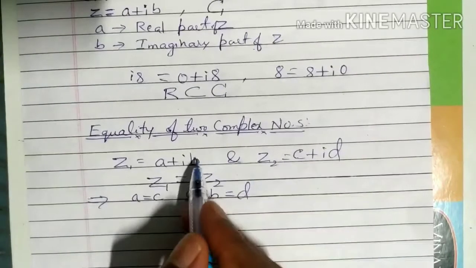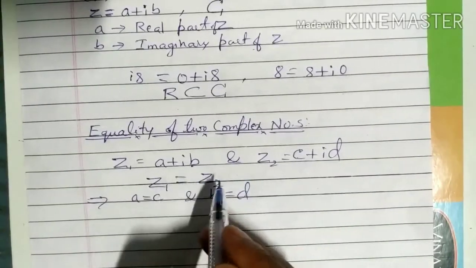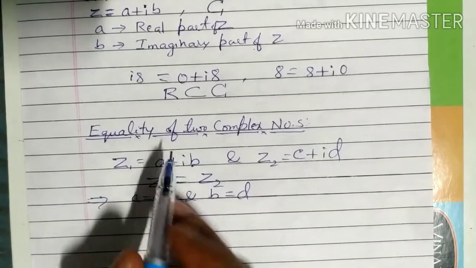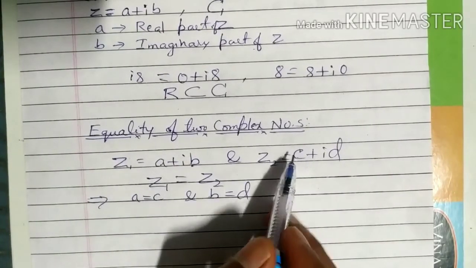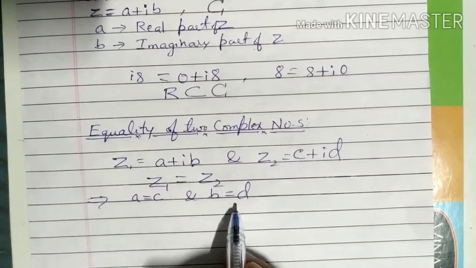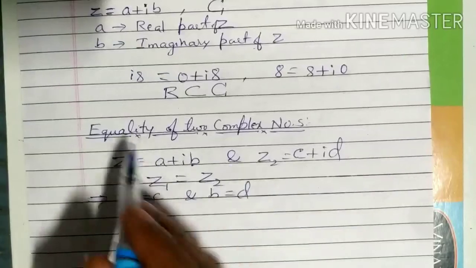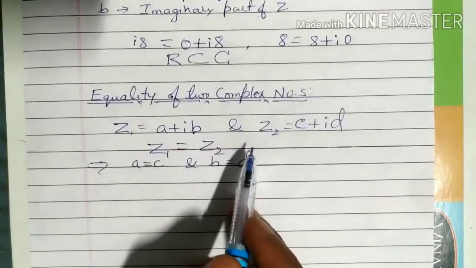Imaginary parts must be equal. So then only we can say that these two complex numbers are equal. Real parts a must be equal to c and b must be equal to d. So in that case we can say that two complex numbers are equal. So that is about equality of two complex numbers.